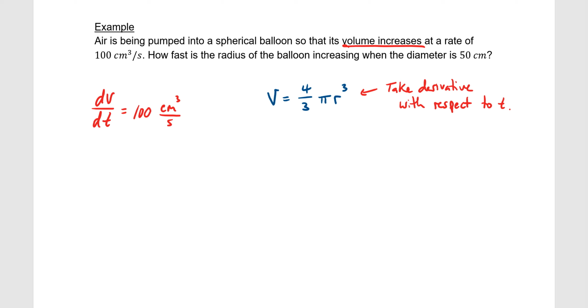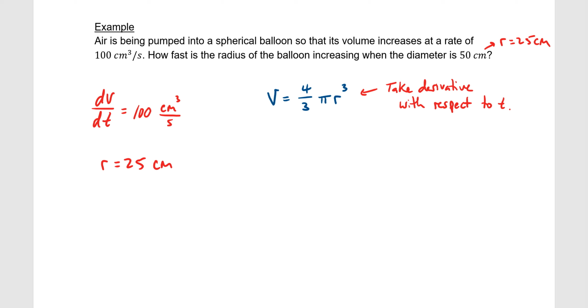And then the only other numerical value that we have here is the diameter, which is 50 centimeters. When we look at this equation, we're not dealing with diameter, we're dealing with radius, right? So if the diameter is 50, the radius is half of the diameter. That means the radius is 25 centimeters. Okay, so that's all of our givens in this question.